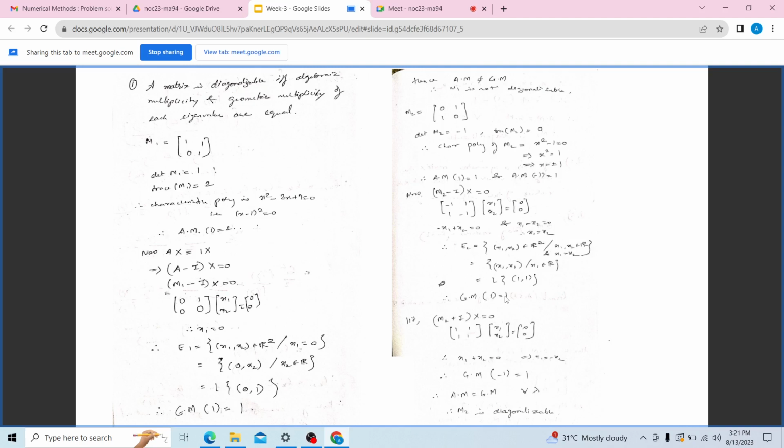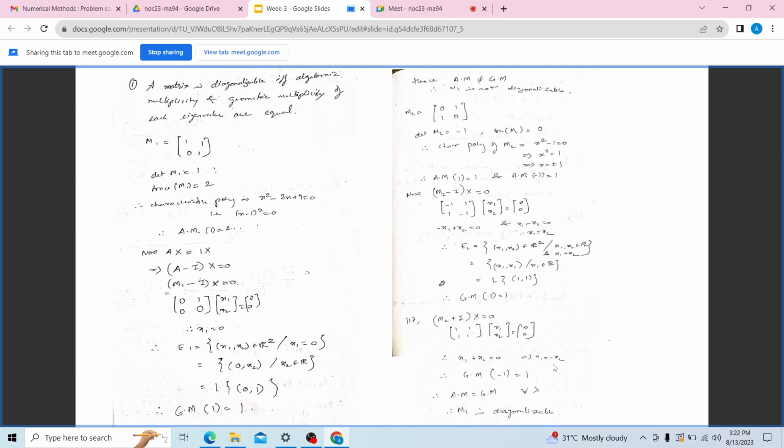Fine. Similarly, we will calculate the geometric multiplicity of minus 1. For that, take M2 x equals minus 1x. Taking it to the left hand side, you will get (M2 plus I) times x equals 0. Now the matrix M2 plus I: M2 matrix is this, and in the identity matrix here and here it will be 1. So adding all this, you'll get 1, 1, 1, 1. Now here you will get x1, x2 equals 0. To solve it, do matrix multiplication. You'll get x1 plus x2 equals 0, and this will imply that x1 equals minus x2.